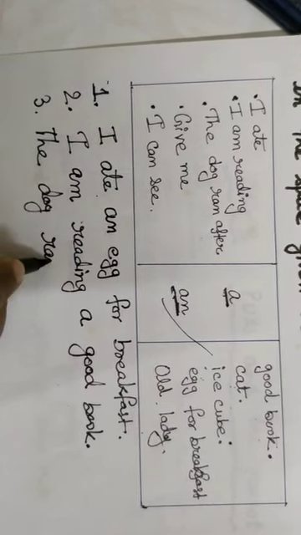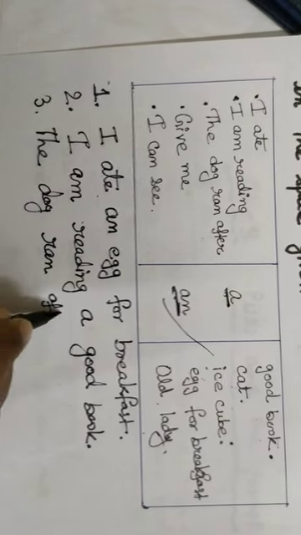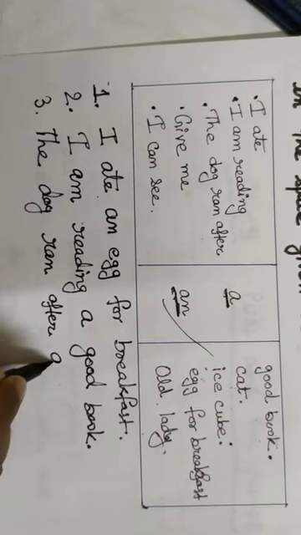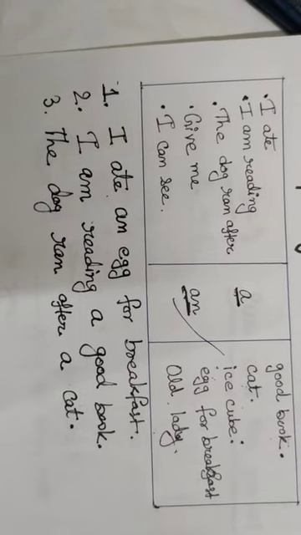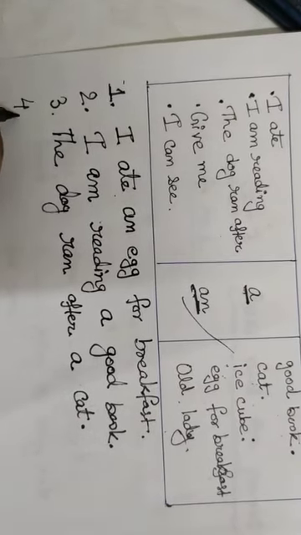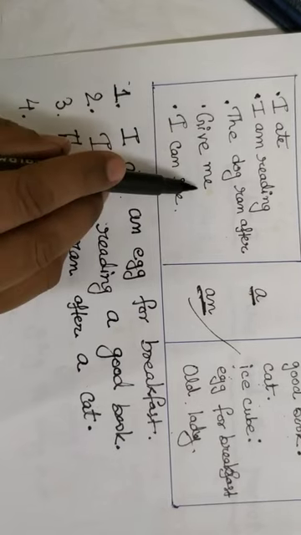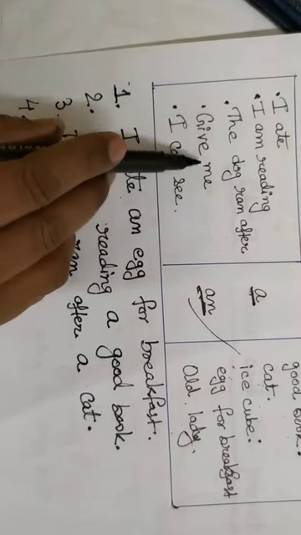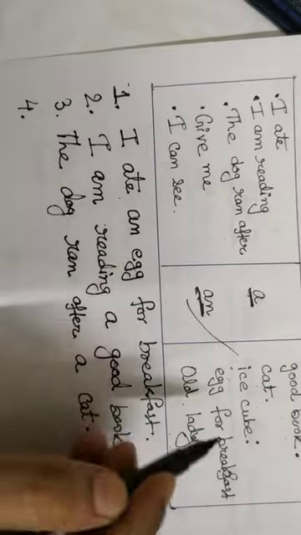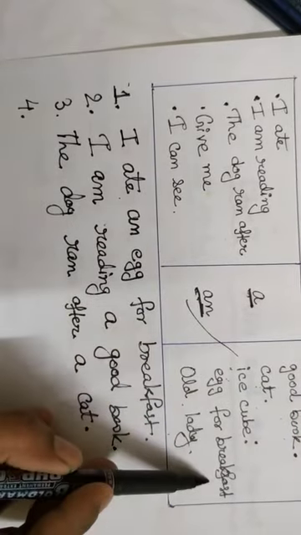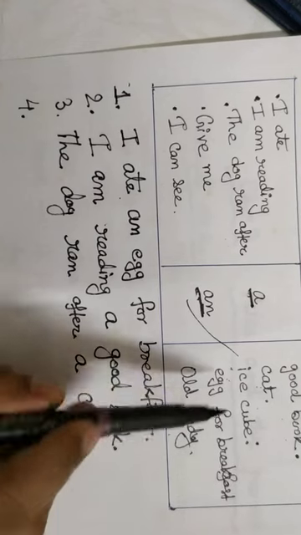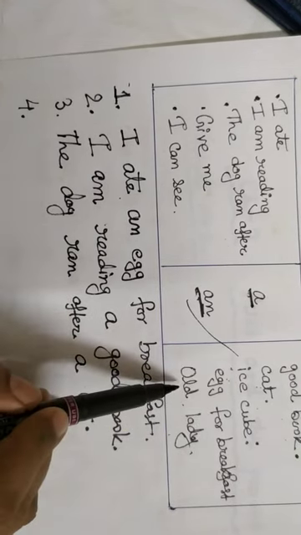The dog ran after a cat. Clear? Sentence number 4. Give me. What to give me? Give me a. What is left? Good book is over. Cat is over. Egg for breakfast is over. What are left? Ice cube and old lady.